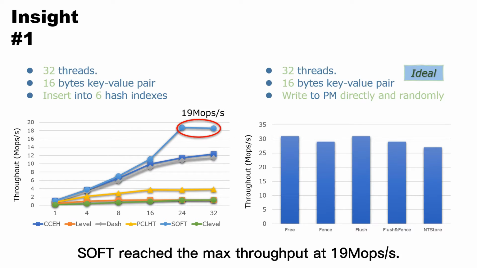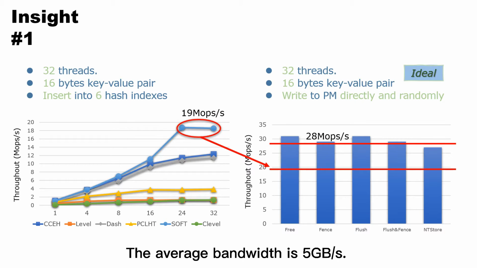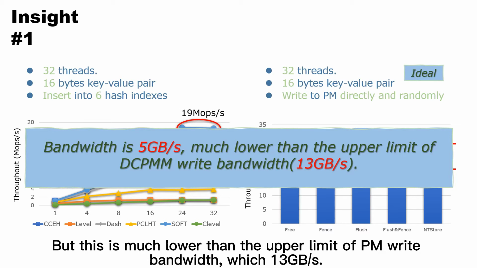The best hash table reached a max throughput of 19 million operations per second. The ideal throughput is 28 million operations per second. Under this situation, the fence and flush instructions influence the throughput only lightly. The average bandwidth is 5 GB per second, but this is much lower than the upper limit of PM bandwidth, which is 13.